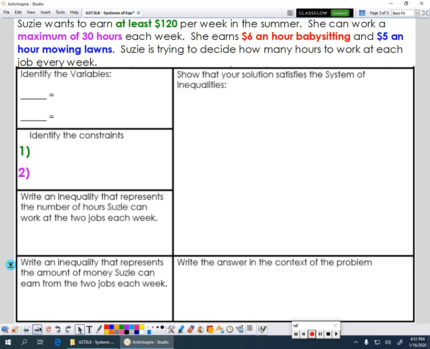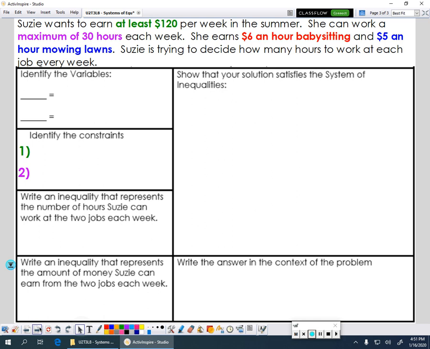Now, we're going to start off thinking about this the same way we did our equations, but when it comes to the actual solving part, it's going to be a bit different. So Susie wants to earn at least $120 per week in the summer. She can work a maximum of 30 hours each week. She earns $6 an hour babysitting and $5 an hour mowing lawns. Susie's trying to decide how many hours to work at each job.